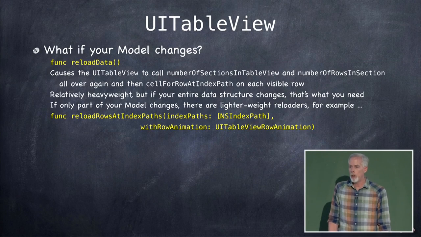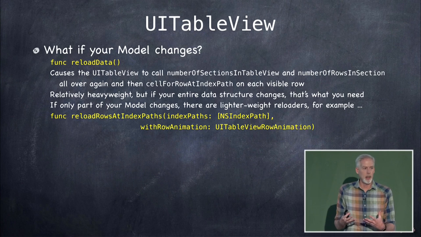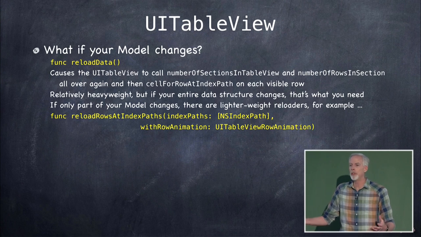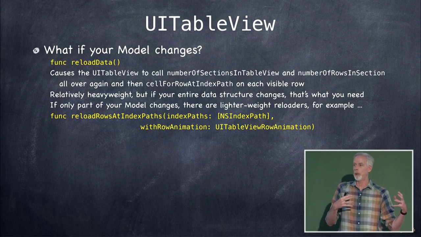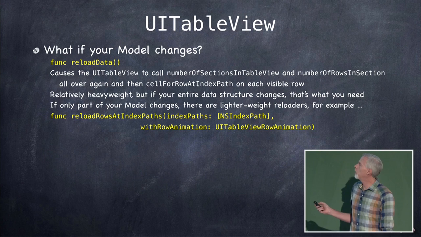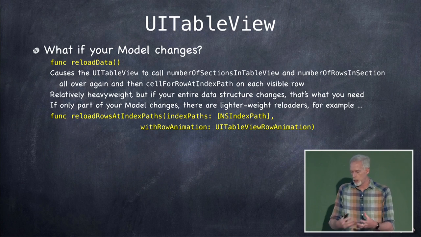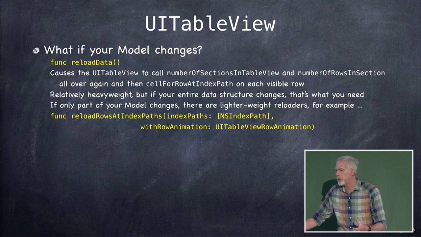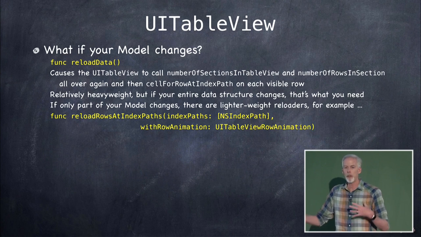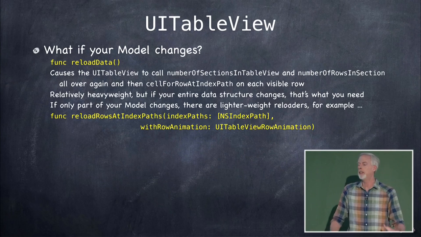Okay? Now, what if your model changes in your table view controller, right, the underlying data? Well, you need all those sections and rows to change. Right? You might have a different number of sections, a different number of rows in each section. So you're going to call this method in table view called reload data. And that causes the table view to go back and call all those methods, number of sections in table, number of rows in each section, cell for row at index path for all the visible cells, call them all again, okay, to get your table view set up again.